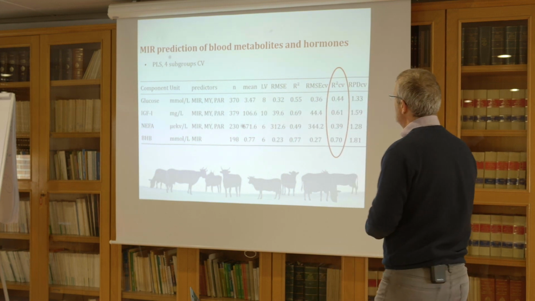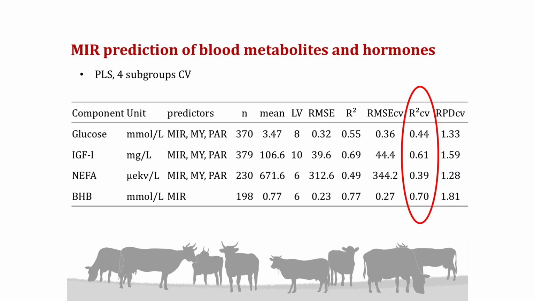And another group of predictions is based on the metabolites measured in the blood. And here we have very interesting results, not for glucose and NEFA prediction, but as you can see, we have good results for the BHB and the IGF-1 metabolites in the blood. We are able to predict these parameters relatively well, with good statistics.